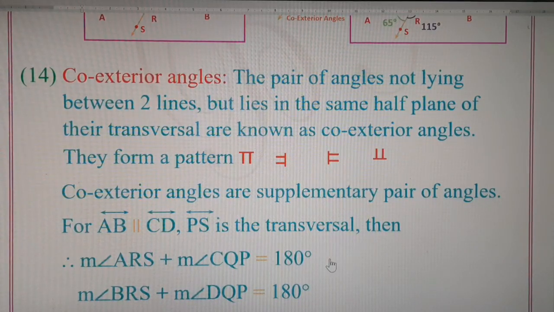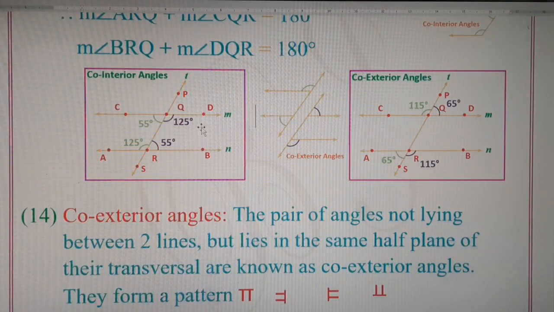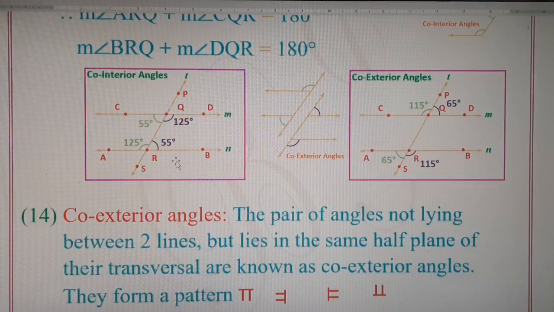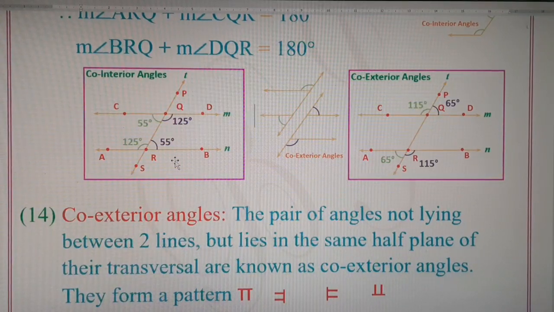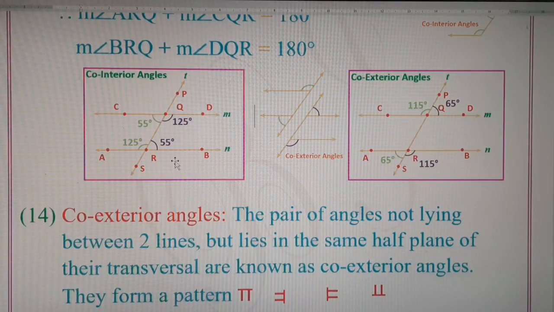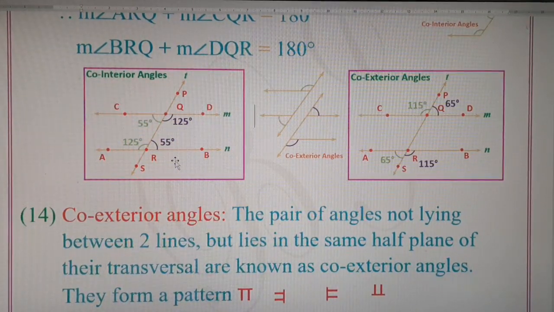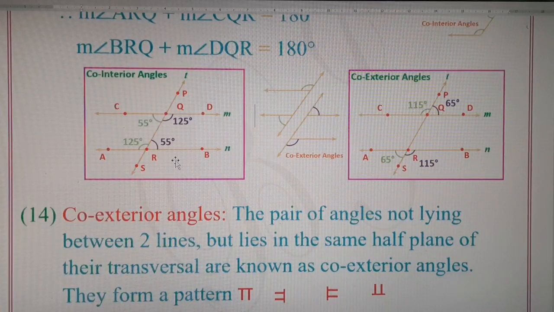So we can say for two parallel lines and their transversal, we get two pairs of co-exterior angles and we also get two pairs of co-interior angles. So for two parallel lines and their transversal, there will be two pairs of co-interior angles, two pairs of co-exterior angles, four pairs of corresponding angles, four pairs of vertically opposite angles, eight linear pairs of angles, two pairs of alternate angles. So children, you have to revise all these 14 pairs of angles and their names, and you have to understand them very nicely.